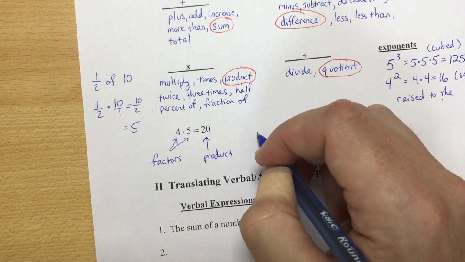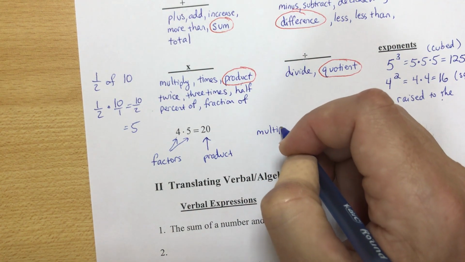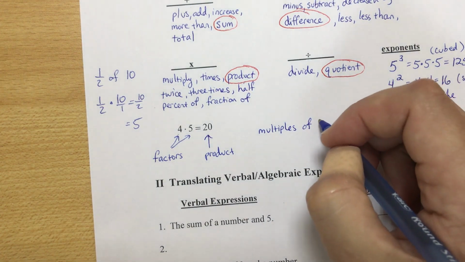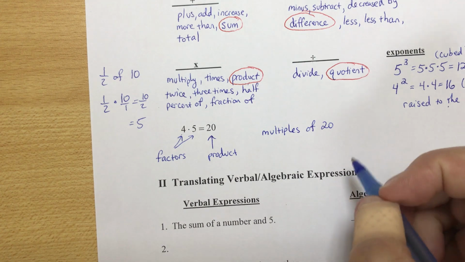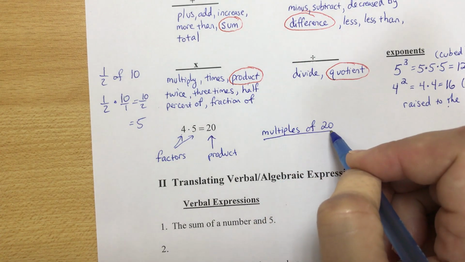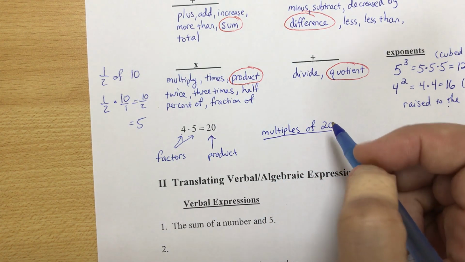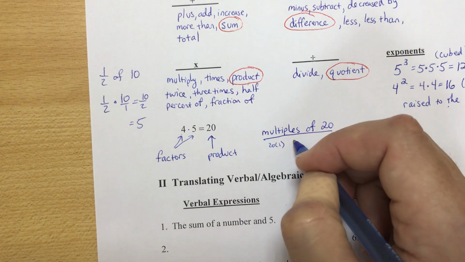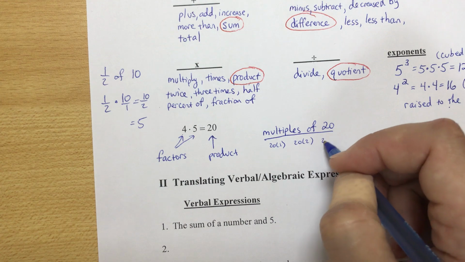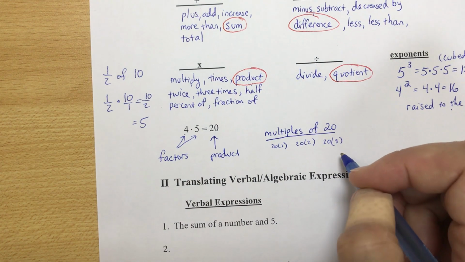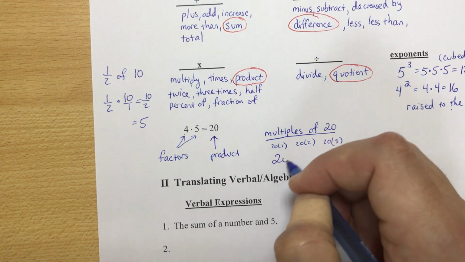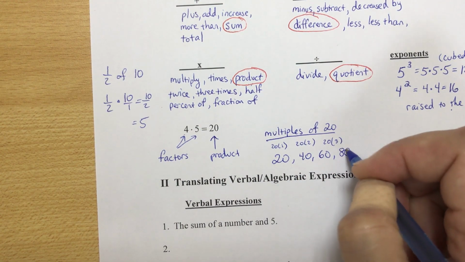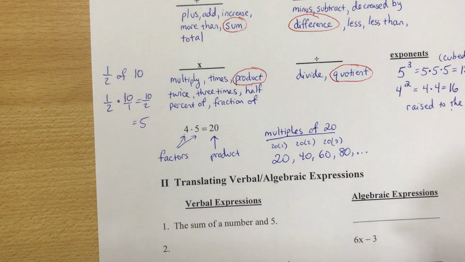Another common word is multiples. So if I ask you for multiples of the number 20, that's if I take this number 20 and I start multiplying by natural numbers. So 20 times 1, 20 times 2, 20 times 3, that gives me multiples of 20, which would be 20, 40, 60, we could keep going, 80, and so on.